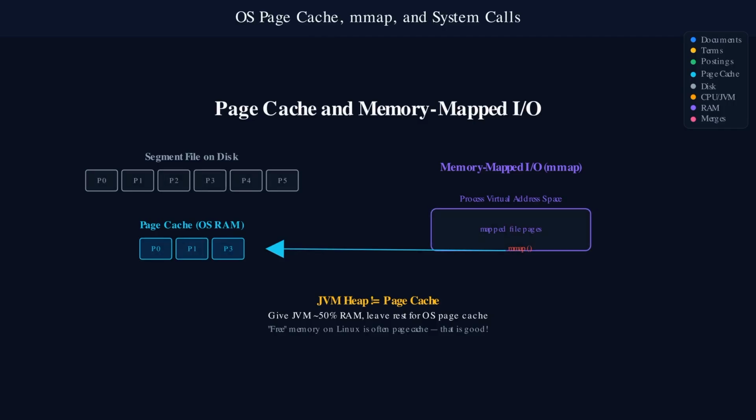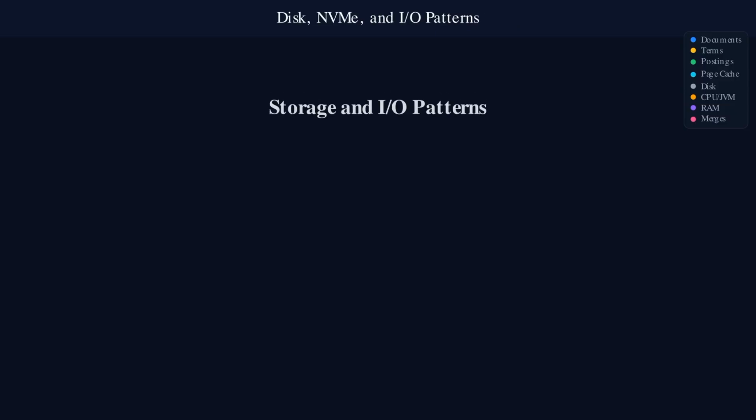A critical point: the page cache is shared OS memory, completely separate from the JVM heap. This is why Elasticsearch documentation recommends giving only half the system RAM to the JVM heap and leaving the rest for the OS page cache. On Linux, what looks like free memory is often intentionally used as cache, and that cache is essential for search performance. Hardware matters. Lucene is designed to be friendly to modern storage.